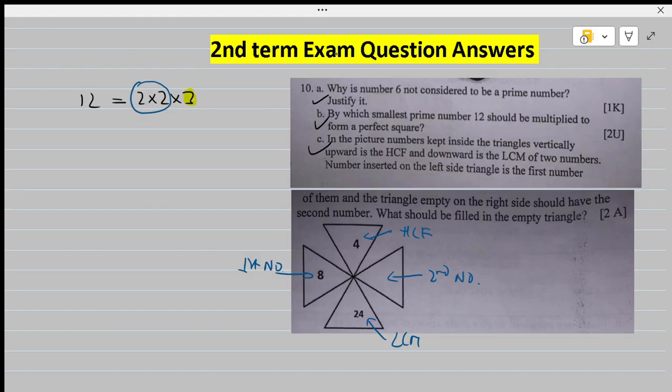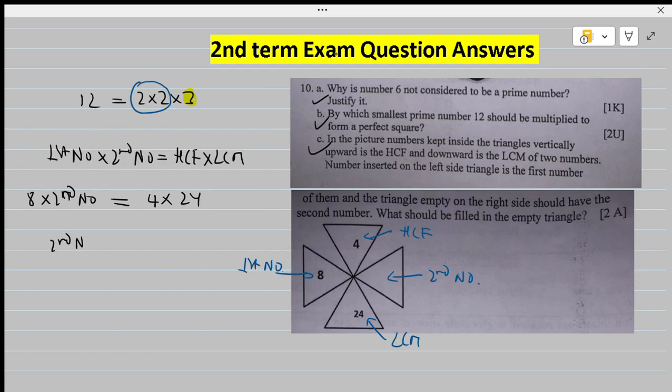So first number into second number equals HCF into LCM. The first number given is 8, the second number we have to find, the HCF is 4 and the LCM is 24. So second number equals 4 into 24 divided by 8. By 8, 24 goes 3 times, so 4 into 3 is 12. Therefore the second number is 12.